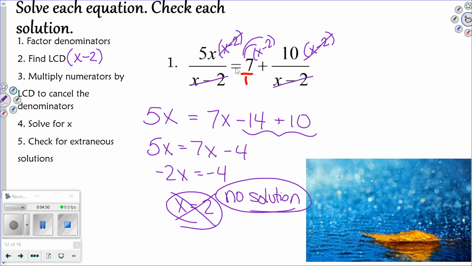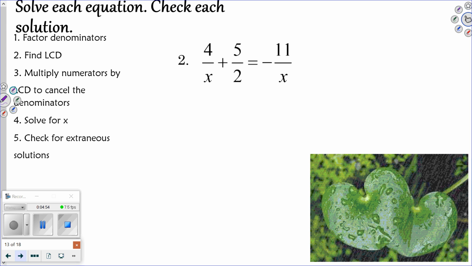Think you're okay? All right, we'll do the next one. If you have questions, let me know. So number 2. Step 1, factor denominators. Do they factor? No, they're just monomials. So find the LCD. What is your common denominator? It's just 2x. So I have to multiply, and again, I do this on all of them.